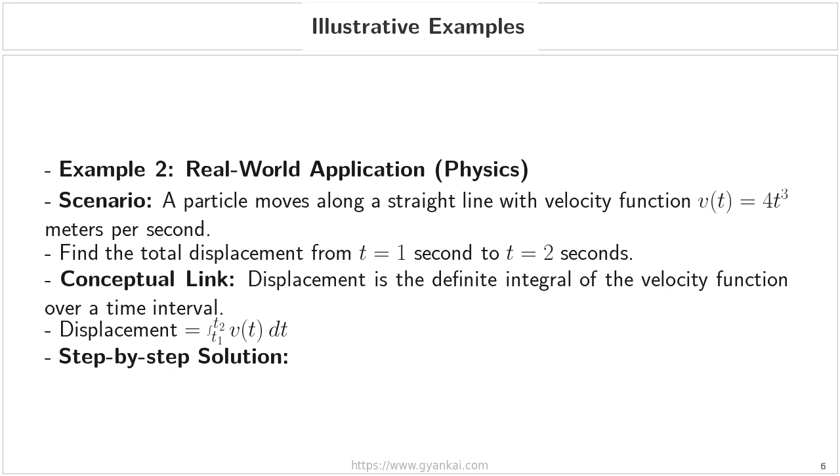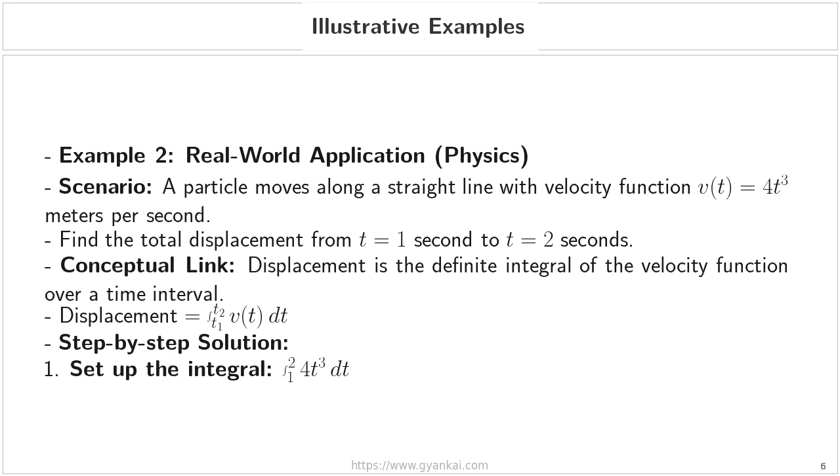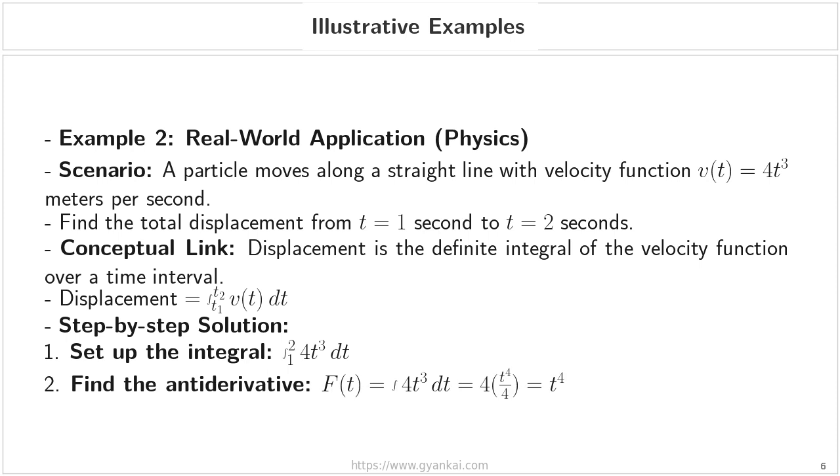Let's now work through the step-by-step solution. Step 1, we set up the definite integral. Based on the problem, this becomes the integral from 1 to 2 of 4t cubed dt. Step 2, we need to find the antiderivative of 4t cubed. Using the power rule for integration, which states that the integral of x to the power of n is x to the power of n plus 1 divided by n plus 1, we find that the antiderivative, which we'll call f of t, is equal to 4 times t to the power of 4 divided by 4, which simplifies to just t to the power of 4.